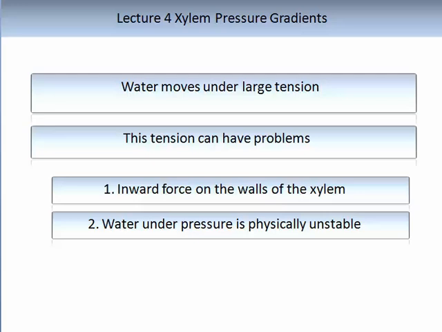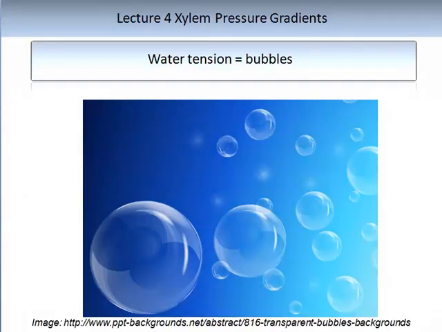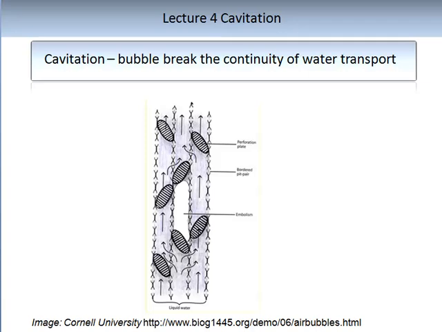The second significant problem with water when it is under pressure is that it is physically unstable. And when it is physically unstable, the potential for bubbles to be produced in the water is great. So what is the problem if bubbles form in the xylem vessels? Well, put simply, they block the channel of water.